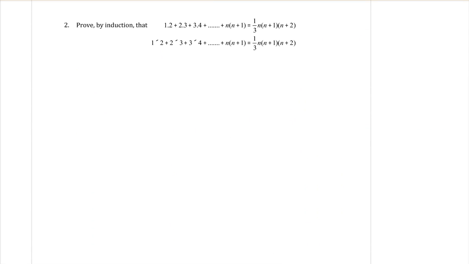Prove by mathematical induction that... Now this is just the same question written twice. Whoops, it's changed my multiplication signs up there. They should be multiplications in there.